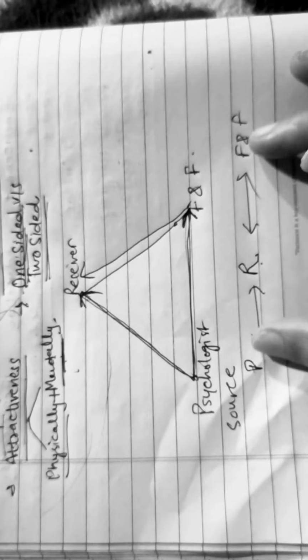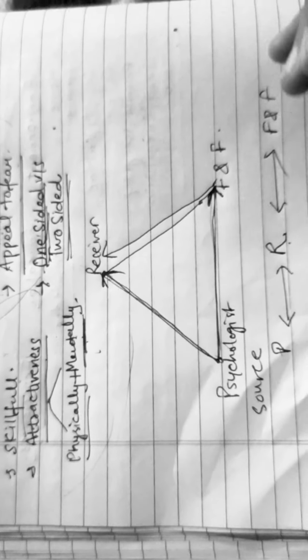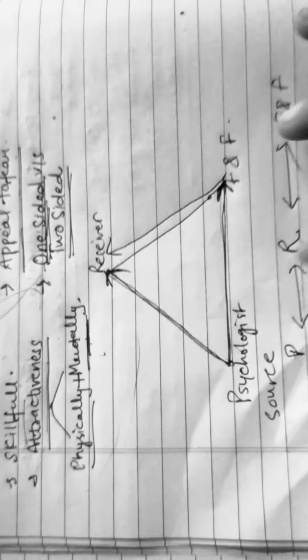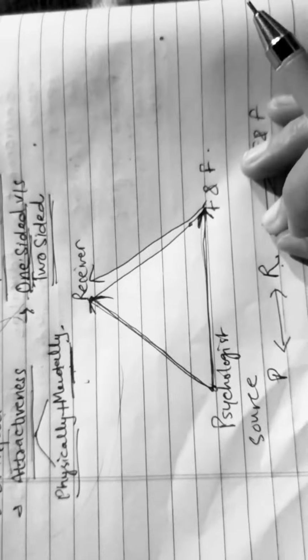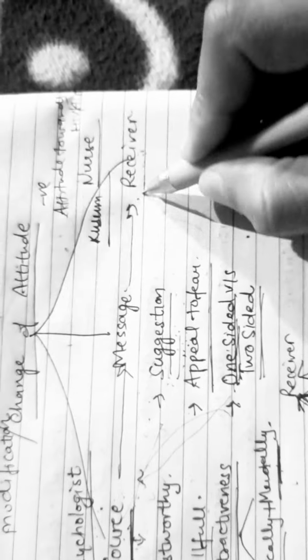So this works like a sandwich method. Means when the receiver is going to feel the pressure, then definitely he is going to think about this thing. I think I must work on my attitudes, because he is under some pressure. So this is about the two-sided approach. Now when the psychologist is using all these methods to change the attitude, the last turn is of the receiver.